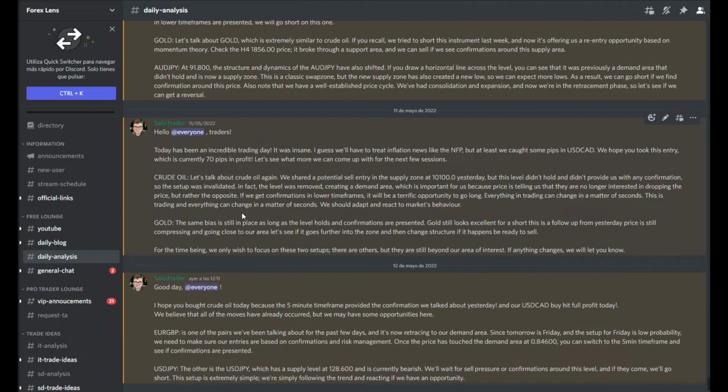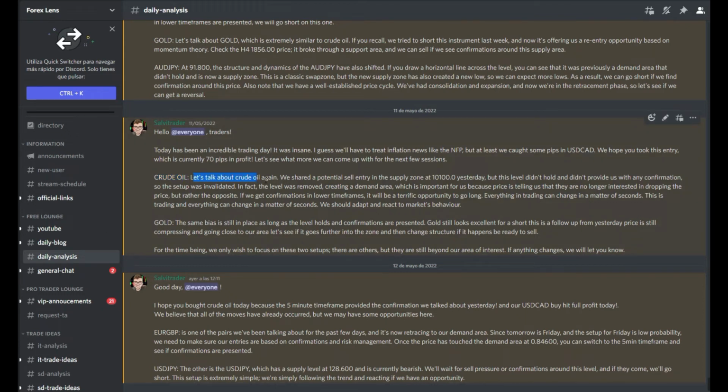Now let's talk about this crude oil setup we share. We were following up on this instrument because at the beginning of the week it was giving some very nice sell opportunities, but confirmations were not presented, so we just invalidated the setup, and then a new opportunity for a buy came up.